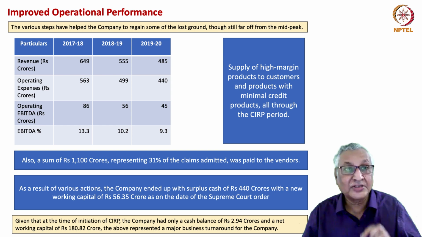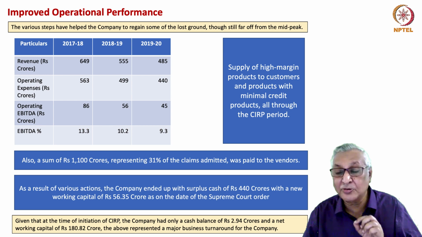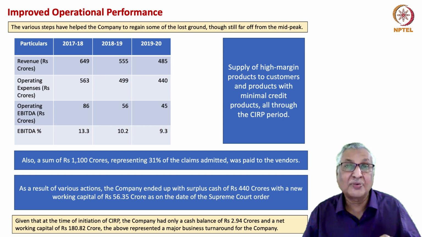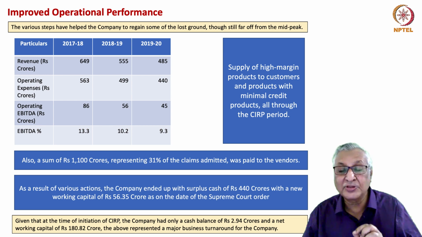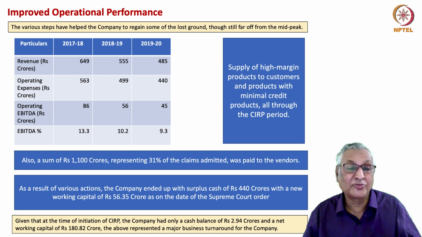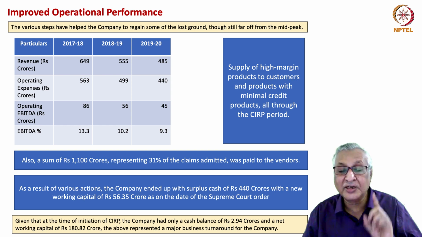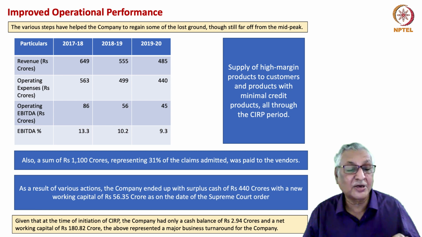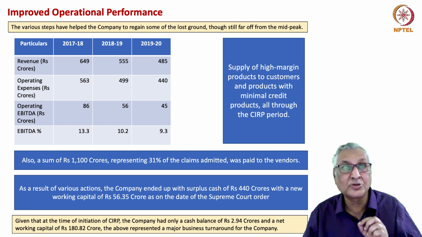As a result of various actions, the company ended up with a surplus cash of 440 crore rupees with a new working capital of 56.35 crore rupees as on the date of the Supreme Court order putting its stamp of approval on the NCLT's decision. Given that at the time of initiation of CRP, the company had only a cash balance of rupees 2.94 crores and a net working capital of only rupees 180.8 crore, the above represented a major business turnaround for the company.